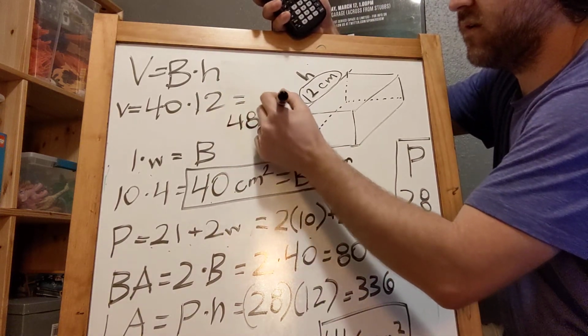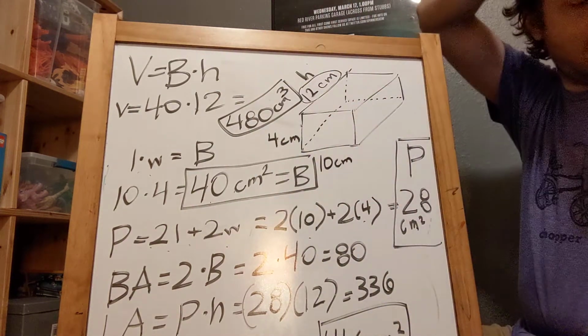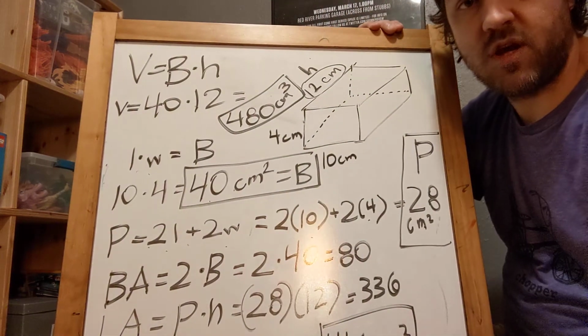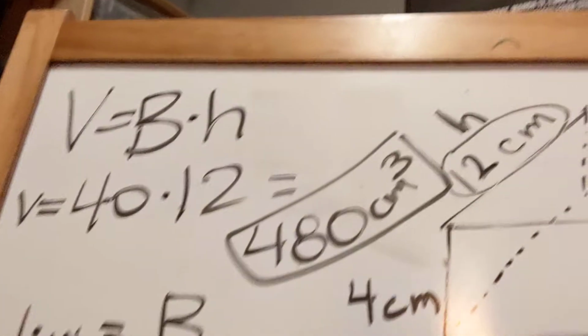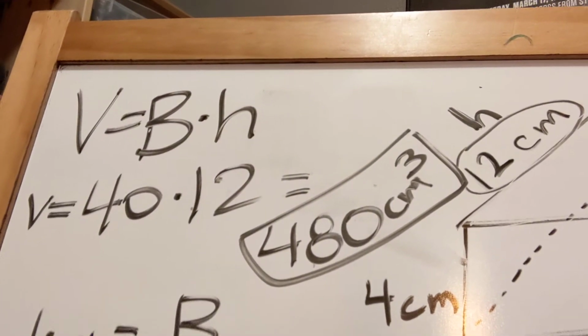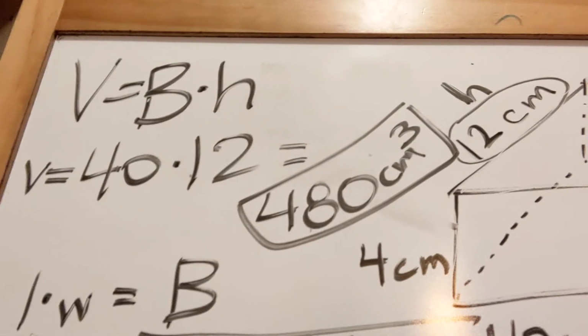480 centimeters cubed. That's new because in geometry or in any math, when we have a volume measure, we use the third power because it's 3 dimensions. We're measuring a 3-dimensional measurement.